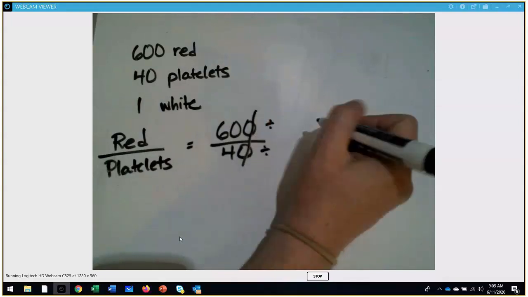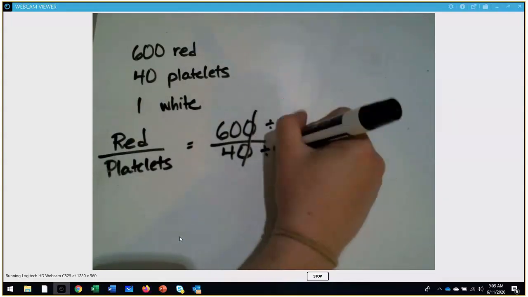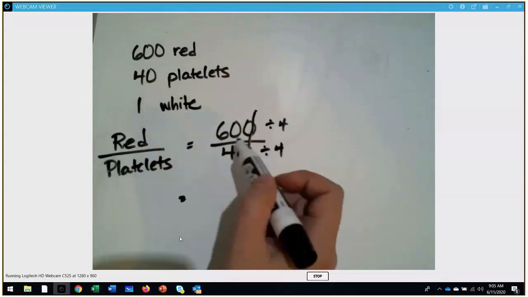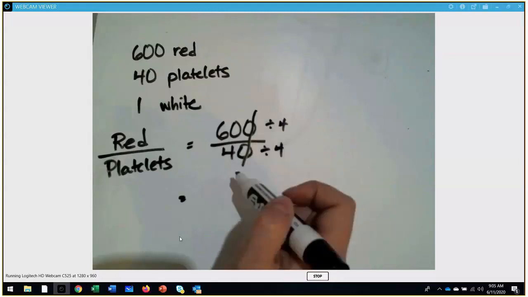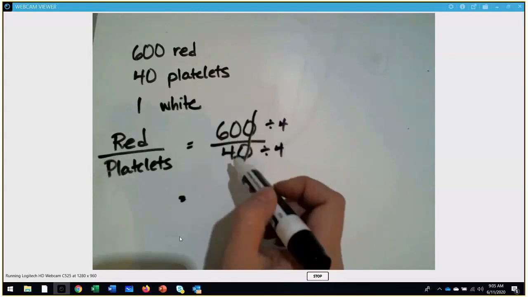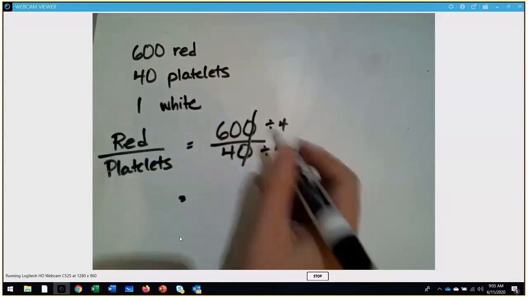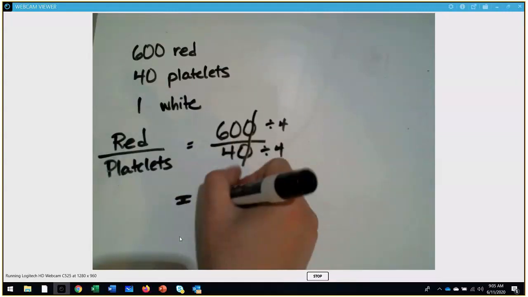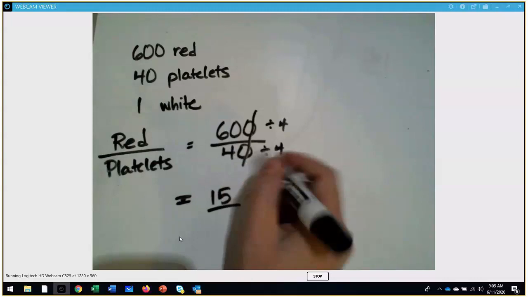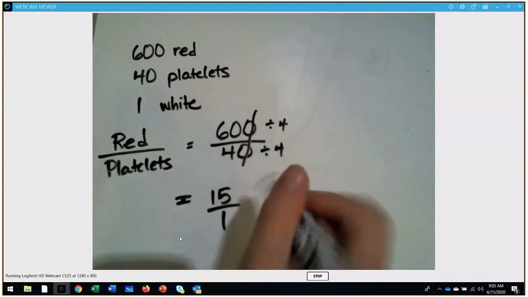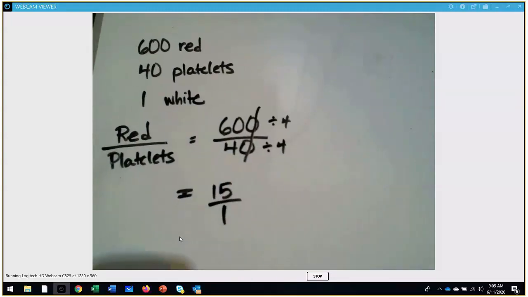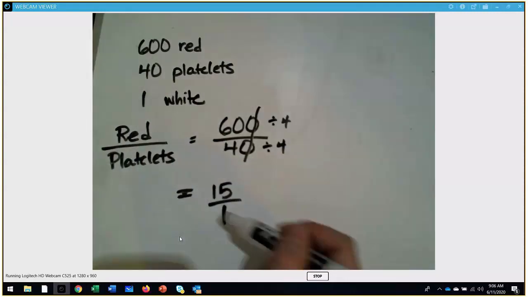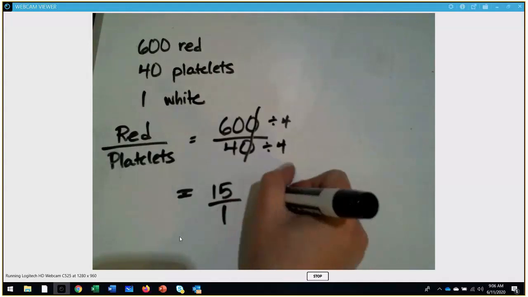Well, it'll be 40 if we keep the 0, 4 if we knock the 0 off. Okay, so 60 divided by 4 is 15. 4 divided by 4 is 1. So here's my answer. Now, this is something we haven't looked at yet. Can I do this?